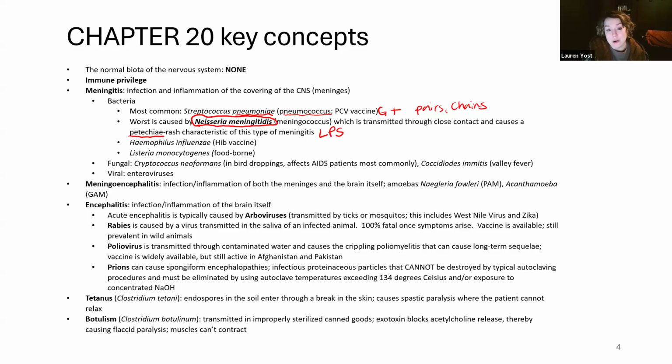And the petechiae in this case is caused by the toxin lipopolysaccharide, okay, which is also known as endotoxin. And the effect of endotoxin being there is what's leading to that inflammation that is causing the petechiae. There's other toxins associated with this bacteria that can help with that process as well. Because Neisseria meningitidis, obviously, if it has LPS, this is a gram negative. It's also a diplococcus.